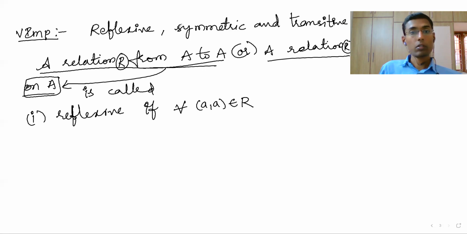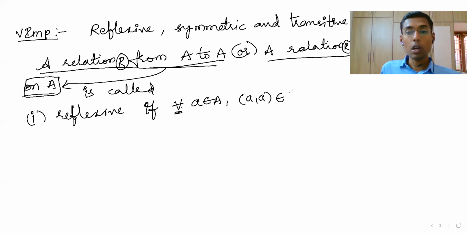Okay. Reflexive if for every A belongs to A, comma A belongs to R. This is what reflexive is. Reflexive means what? For every element in A, comma A should be there in R.